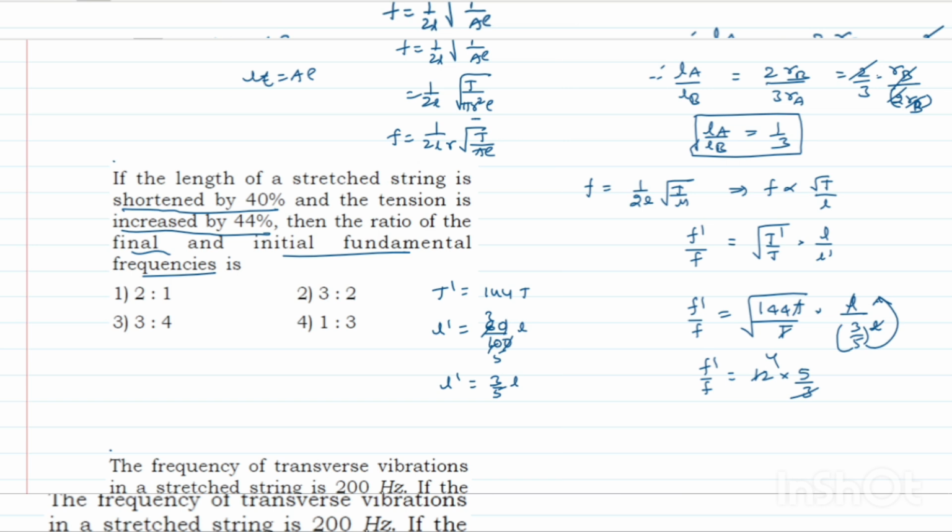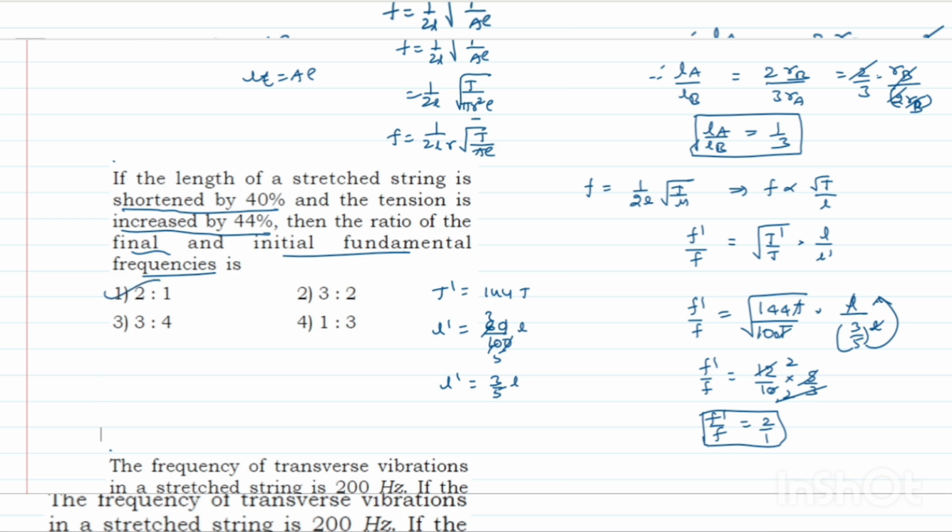Here, in terms of T, you can take 100, students. Here we can take this as 12 by 10, and you will get 5 by 3. So 5 2s are 10 and 2 3s are 6, and we get F dash by F equal to 2:1. So 2:1 is the correct answer.